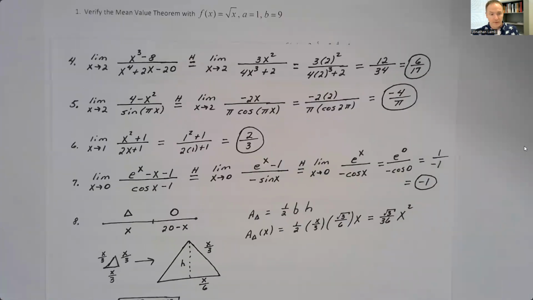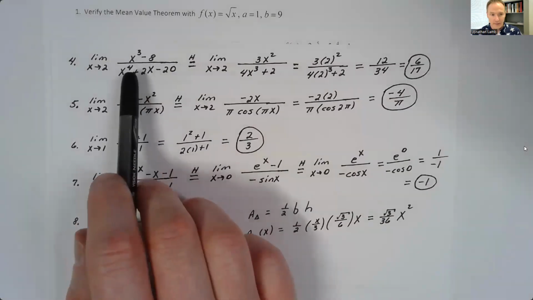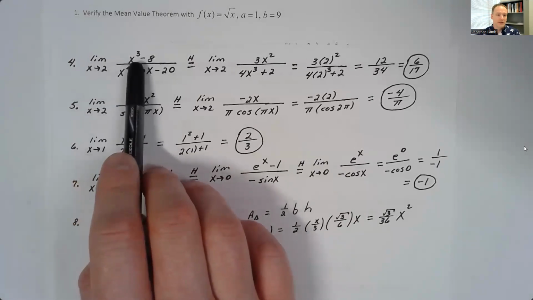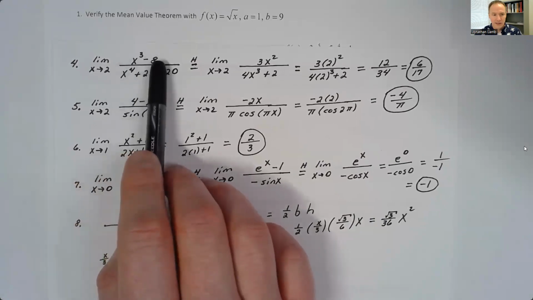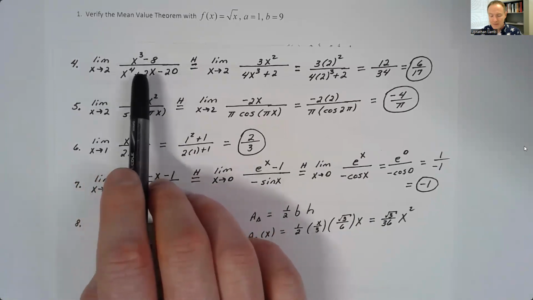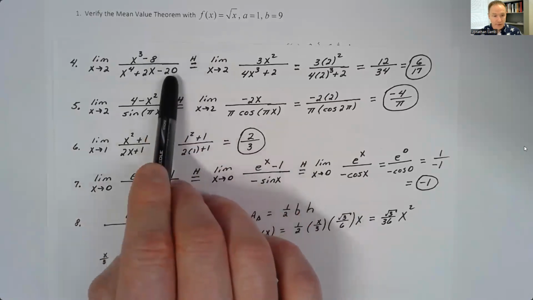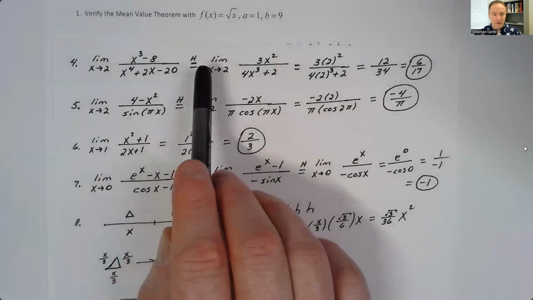Now, on this, when I look at the first limit problem, if I just tried to plug in a 2, your numerator here would be 2 cubed minus 8, that's 8 minus 8, you'd get a 0. If you tried to plug a 2 into your denominator, you would get 16 plus 4 minus 20, that's a 0. 0 over 0 is one of our indeterminate forms that L'Hopital can help with.